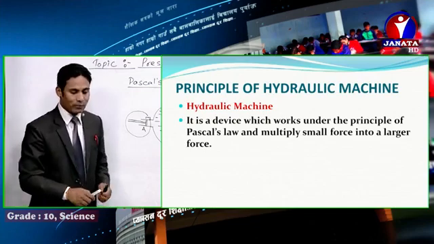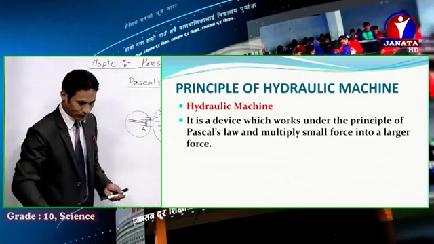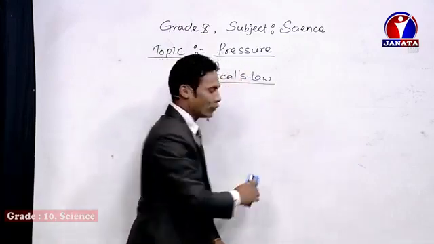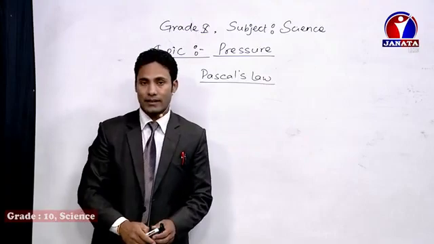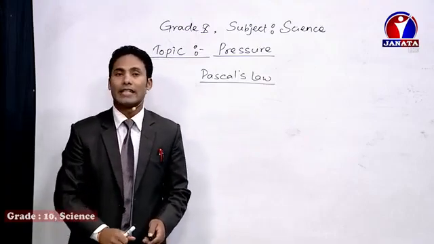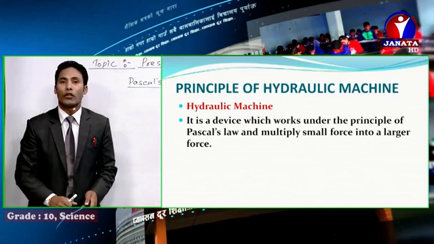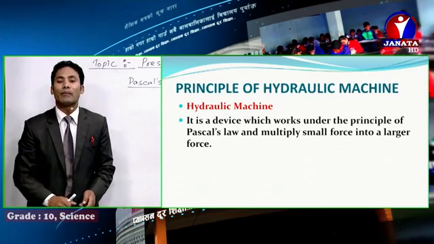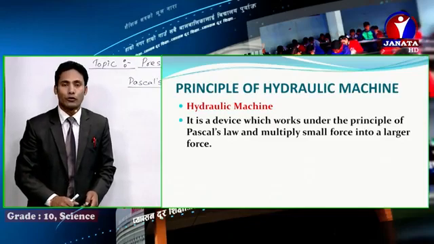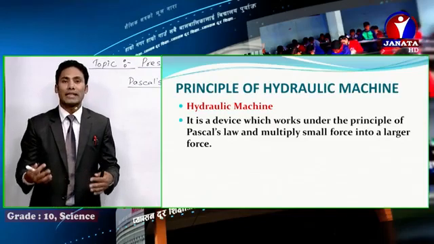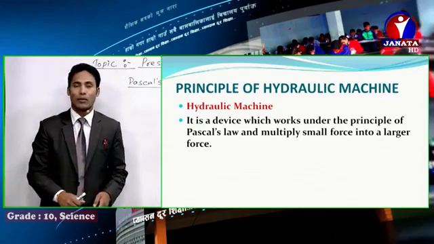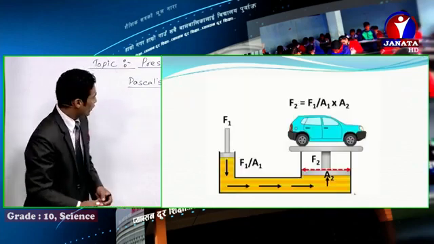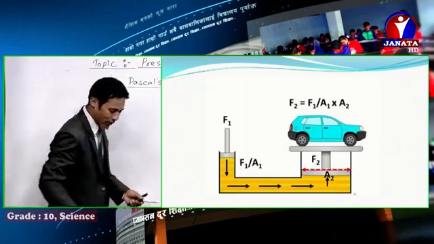Now, let us see the principle of the hydraulic machine. A hydraulic machine is a device based on Pascal's law, which is used to multiply a small force into a larger force. That means a larger force gets produced by applying a smaller force using this hydraulic machine. So, let us see the principle of this hydraulic machine.